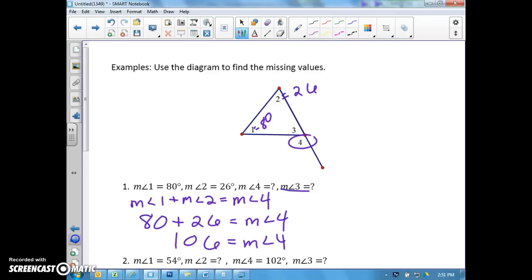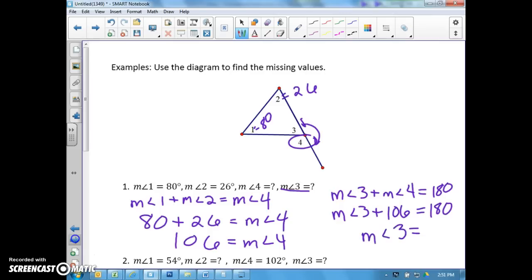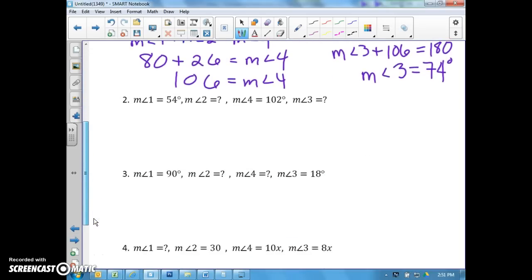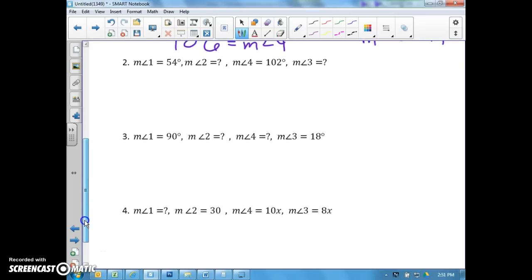Now, I still need angle 3. I see that angle 4 and angle 3 are a linear pair, so they're going to sum to 180. So measure of angle 3 plus 106 must be 180. So by subtraction, I can see that the measure of angle 3 is 74 degrees. And I have now found my two missing angles. I would like all of you now to complete 2 through 4 on your own.